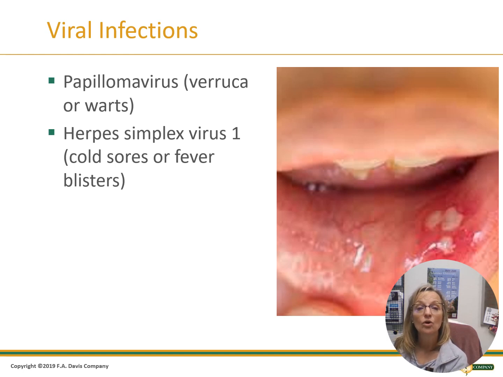You put cool water compresses to the lips. You want to use lip balm with sun blocking agents. And they can have some tetracaine cream that will help numb it. They can have what we call magic mouthwash. I had to think about that.